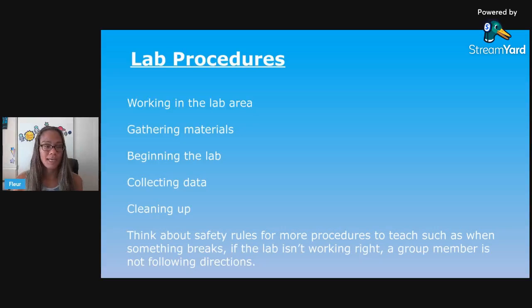Here are some routines I have in place in my classroom, and some examples of what it actually looks like. So working in the lab area, I assign the groups to lab stations. This group might go to lab station 1, and they have to stay at their lab station. They can't travel around and talk to other groups, because that to me is horseplay. I put that into the horseplay category, or they're not following directions. They're breaking safety rules. And they must also keep their lab area clean while they are working.